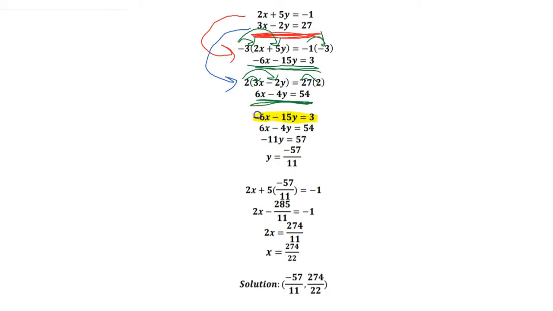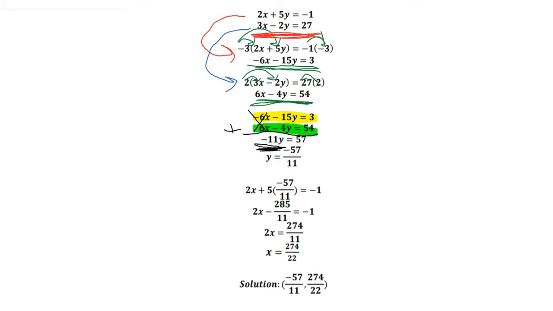-6x minus 15y, and 6x minus 4y. So now we're going to combine them. And notice here that my x's are going to cancel out because I'm adding these two equations. If I'm adding them, my -6x plus 6x will cancel out, give me 0x, so that it eliminates that variable. I then have -15y plus -4y. Here we see they got a -11.